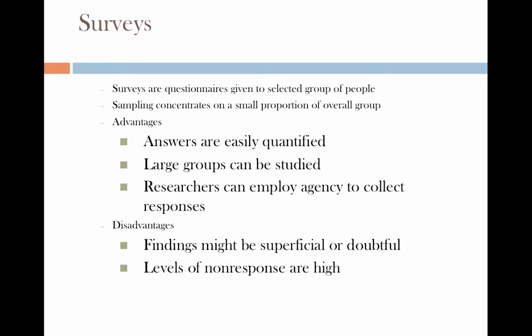Okay, so surveys, definitionally, are questionnaires given to a selected group of people. The sampling concentrates on a small proportion of an overall group. So the advantages to surveys are that they're easily quantified. Large groups can be studied. Researchers can always use an agency. They can hire out people to collect responses.